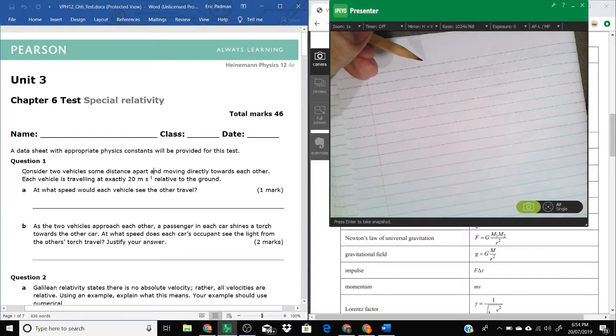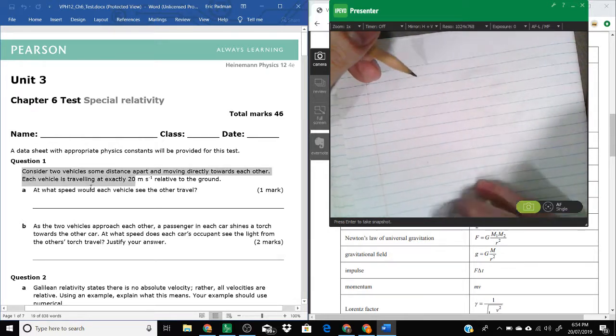Question 1. Consider two vehicles some distance apart and moving directly towards each other. Each vehicle is traveling exactly 20 meters per second relative to the ground. At what speed would each vehicle see the other one travel?